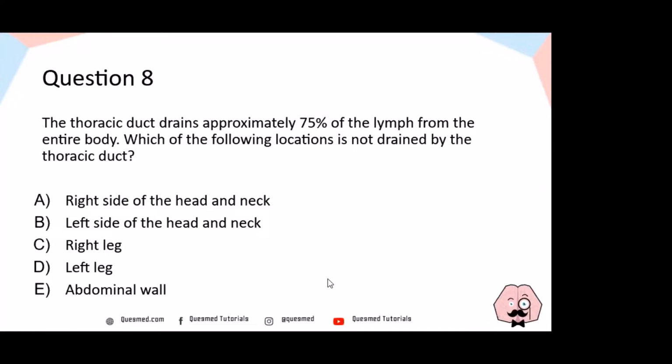So we've got 51% of people who have said the right side of the head and neck is the only location that is not drained by the thoracic duct. And then we've got 26% who've said abdominal wall, and then a smattering have gone with the other options. So 51% of you are correct.